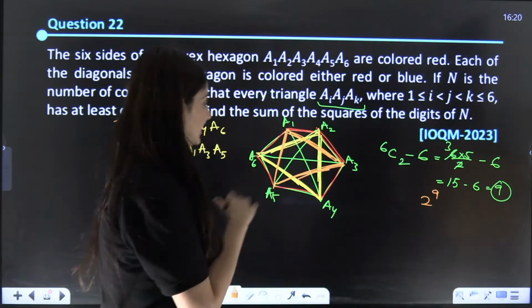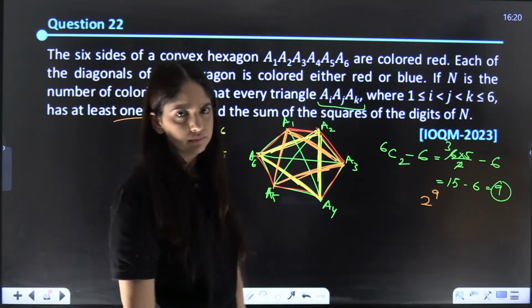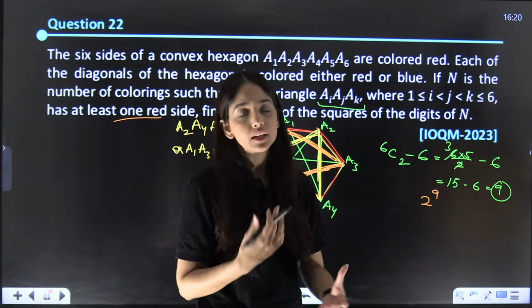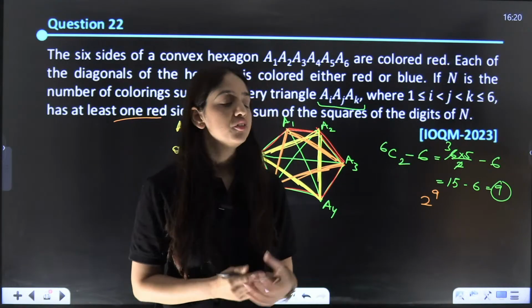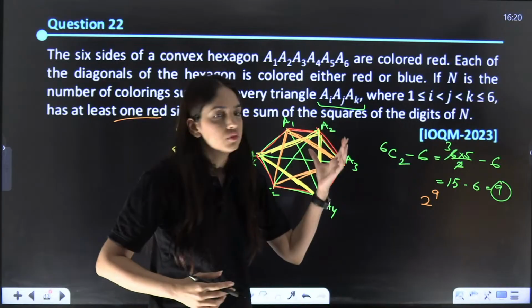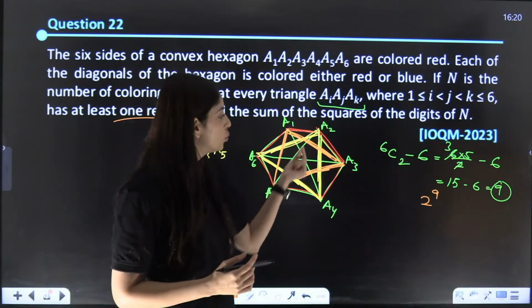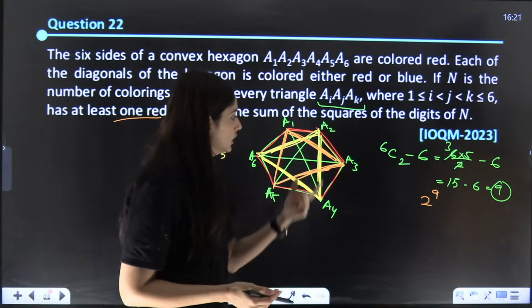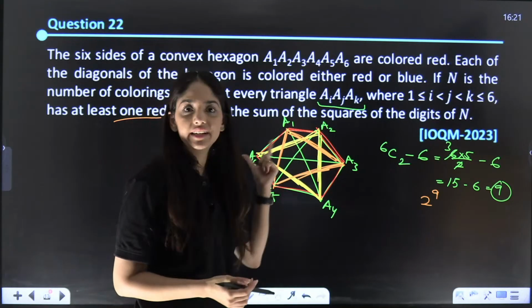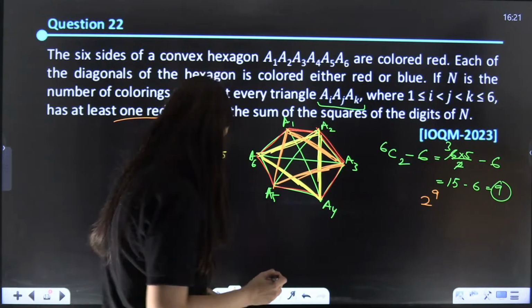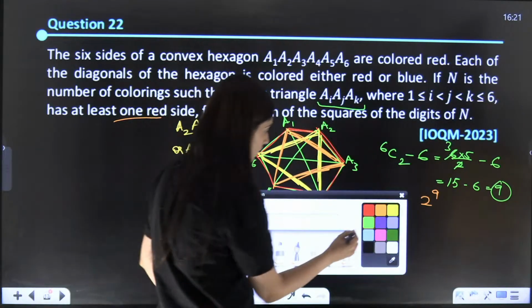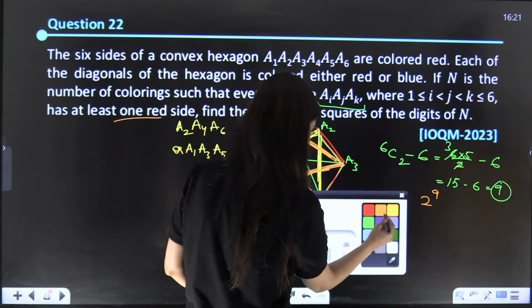Okay, chalo, let's see how we actually do it. This is actually a problem of inclusion exclusion, right? We have to have at least one red side in each of these triangles, right? So let's define the opposite of this.